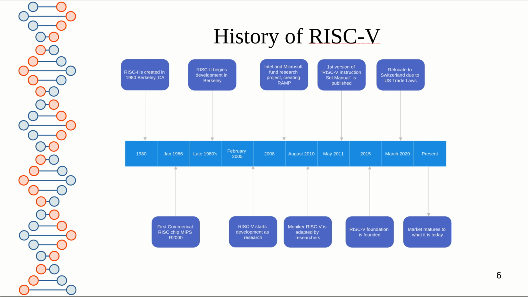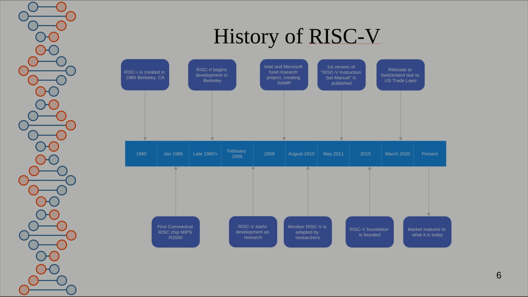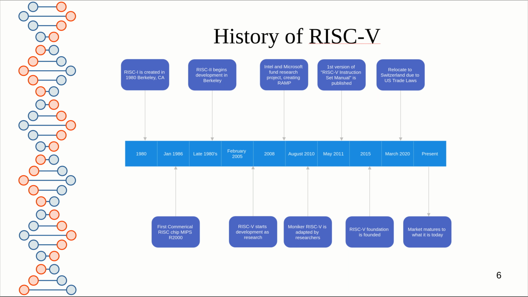The ISA was designed to support 32 and 64-bit variants and also had instructions for floating point operations and multi-core implementation. In May of 2015, the RISC-V Foundation is officially founded, and in 2020 they relocated to Switzerland due to U.S. trade laws. Today, the ISA has been gaining notoriety due to its open source license as well as affordability. Additionally, countries such as China have been funding development into the ISA in order to reduce reliance on foreign manufacturing.